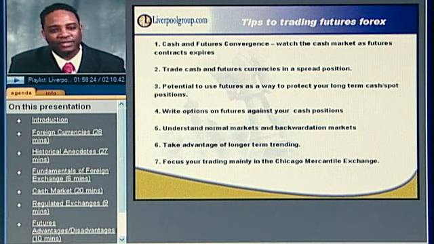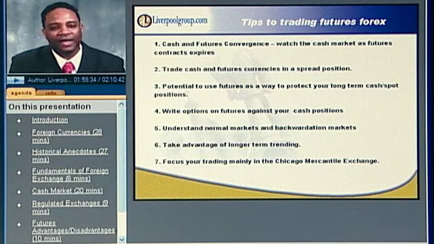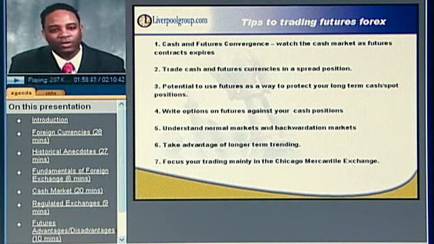Number one is the cash and futures convergence. As we spoke about in the past, the price of the futures contract and the price of the cash contract eventually have to match up and be the same. They can't go along always being with a huge gap.